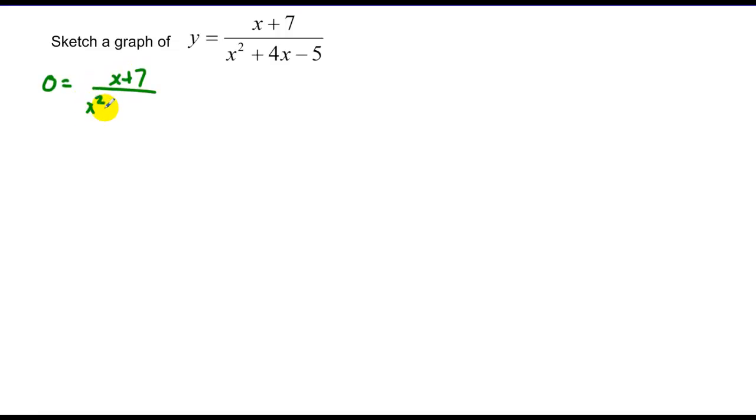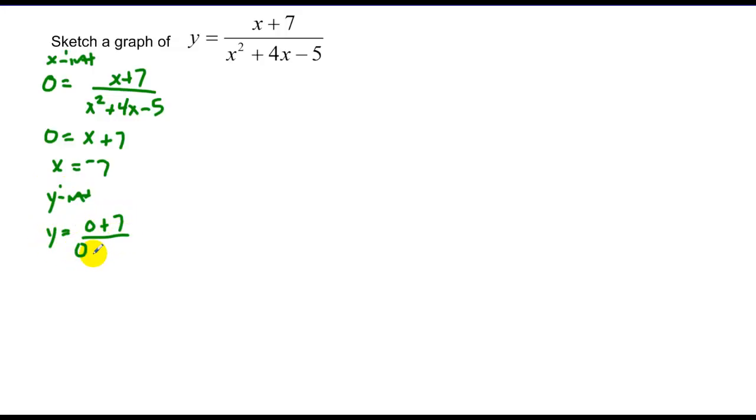Find our x-intercept. You'll notice in this case, like in all the others, if I multiply x squared plus 4x minus 5 to both sides, they reduce here. This side is 0, so 0 is equal to x plus 7, and x equals negative 7 is my x-intercept. Y-intercept, set x equal to 0. We get y equals 0 plus 7 over 0 plus 0 minus 5, or negative 7/5.